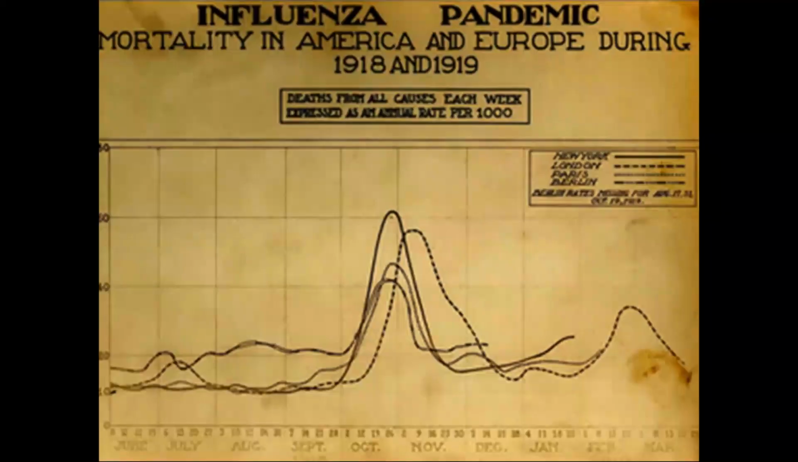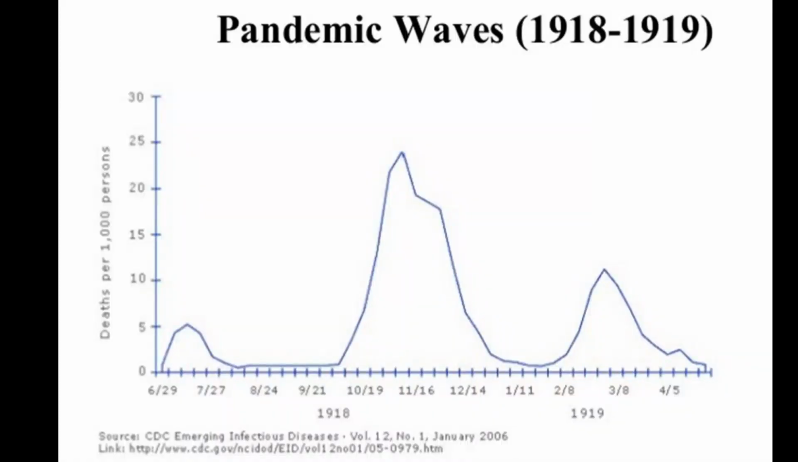This is an old graph of mortality during the 1918 pandemic. And you can see 3 bumps, really, if you look. And the CDC made up this graph of the 2018 pandemic. And you can see 3 bumps: late spring, early summer, winter.